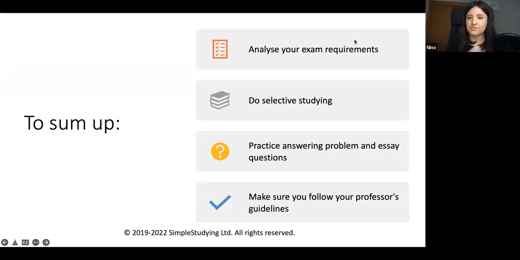To sum up, you need to analyze your exam requirements. You need to do your selective studying, practice answering problem and essay questions, and make sure that you follow your professor's guidelines.